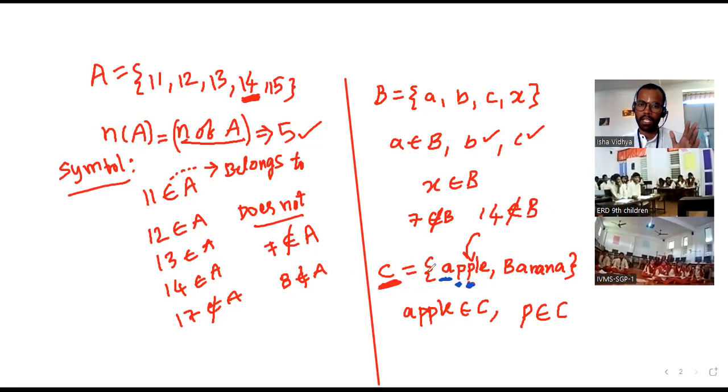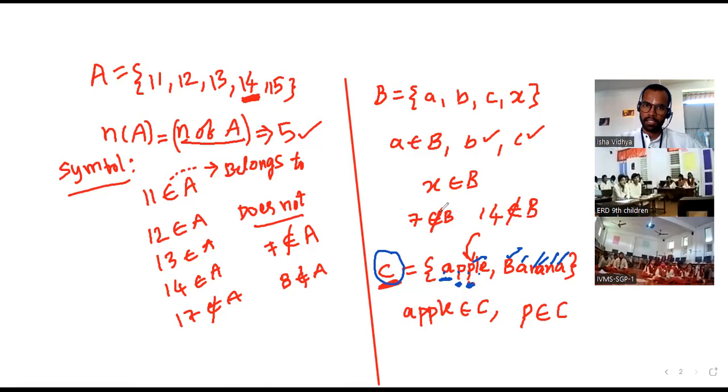In the C set, L is present or not? No, it is not there. In the C set, E is present or not? No. Okay. In the C set, B is present or not? In the C set, A is not present, N is not present, A is not present, N is not present, A is not present. So in the C set, then what is there? A, P, P, L, E together is there.